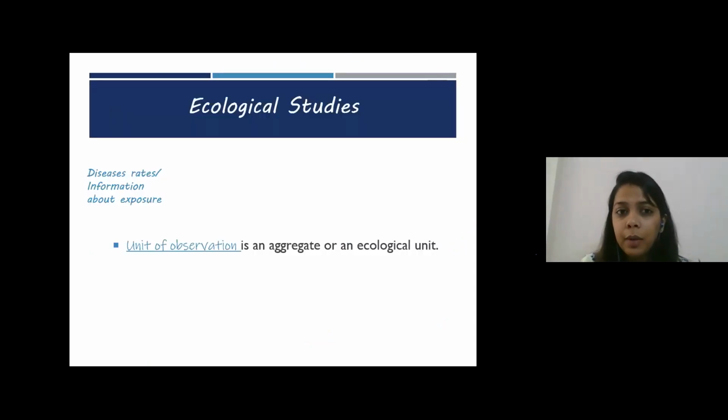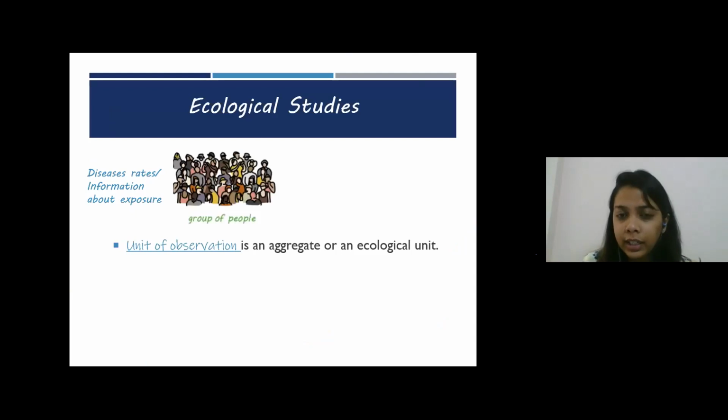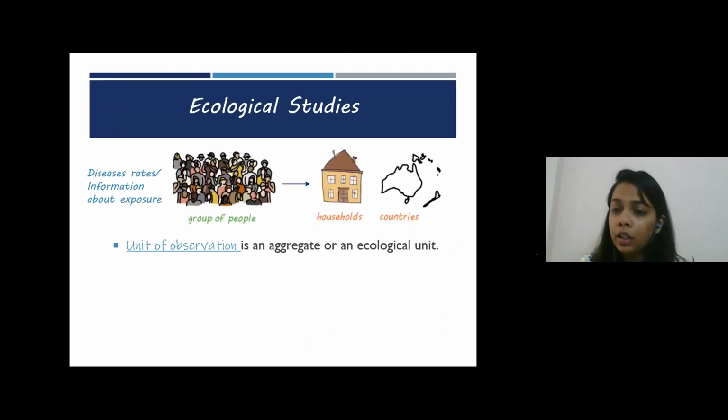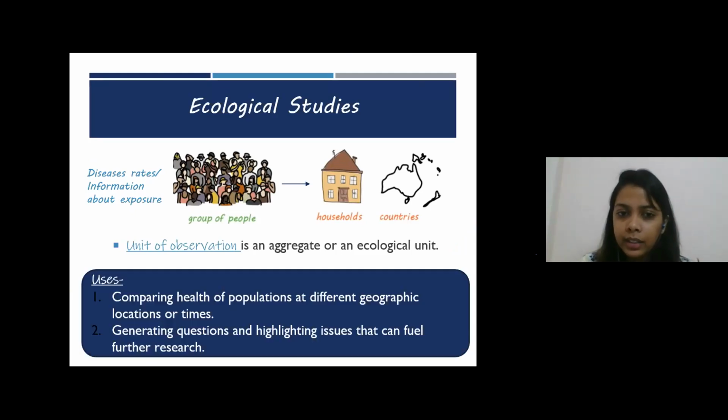So next, when we come to ecological studies, the focus here is not an individual, but an aggregate or an ecological unit. So what we do is try to collect information regarding a particular condition or disease, whatever you want to study. You collect it from a group of people, and the group can be as small as households or as large as countries. Once you collect these, you use this information to compare the health of populations at different locations.